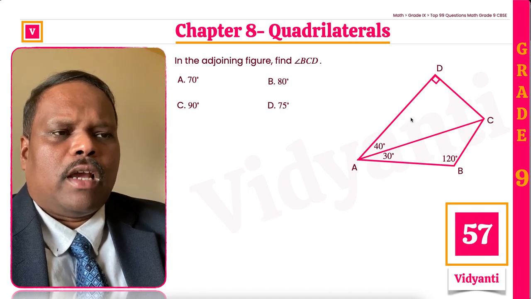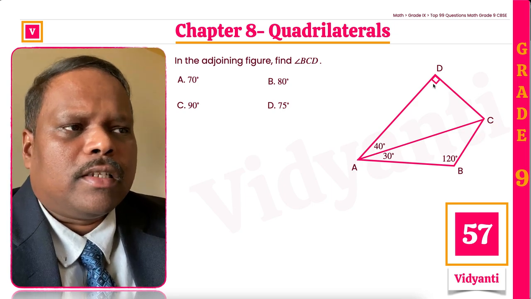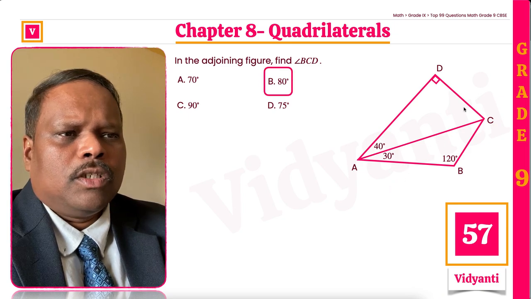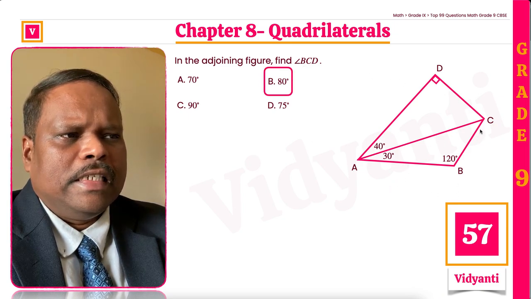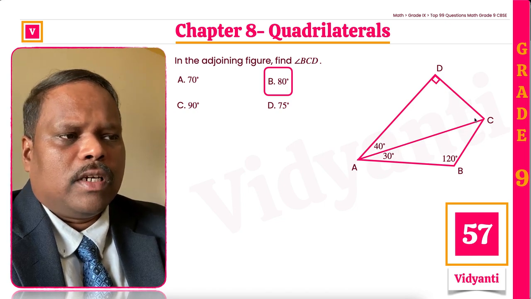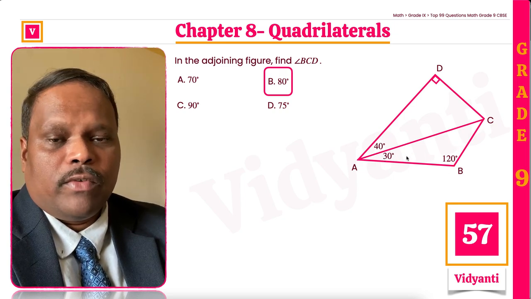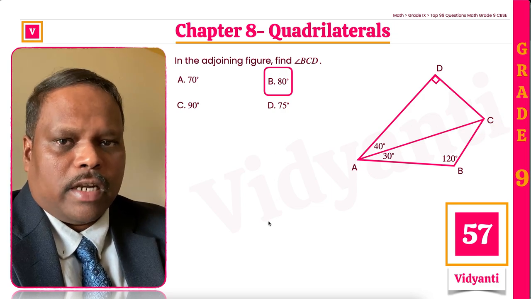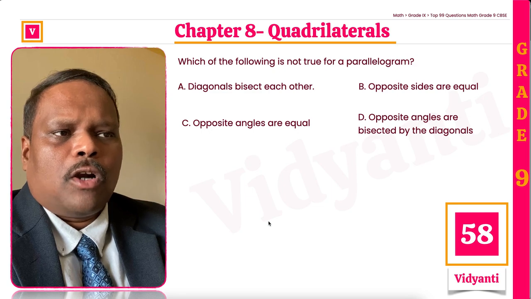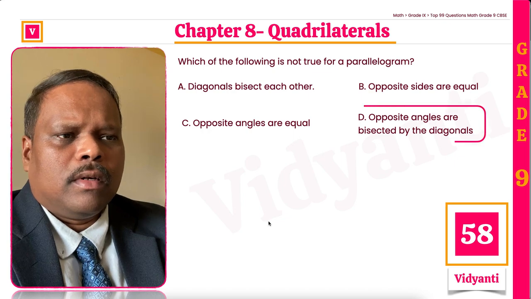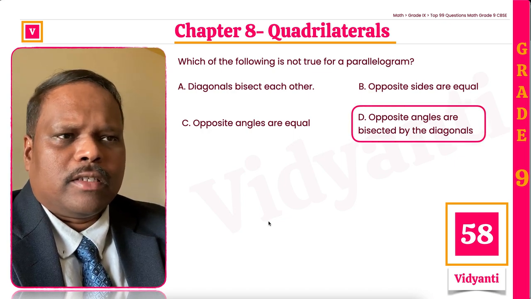Okay. Now we can consider each triangle separately. This is 90 degrees, this is 40 degrees. So this will be the remaining. So we have to find out BCD. So first, this small angle is 90 plus 40 is 130. 180 minus 130, so this will become 50, and then this is 120, 30, so that is 150, so this is 30, so this is 50 and this is 30, together it will be 50 plus 30, that is 80 degrees. Which of the following is not true for a parallelogram? Diagonals bisect each other, opposite angles are equal, opposite angles are bisected by the diagonals, this one is not correct.